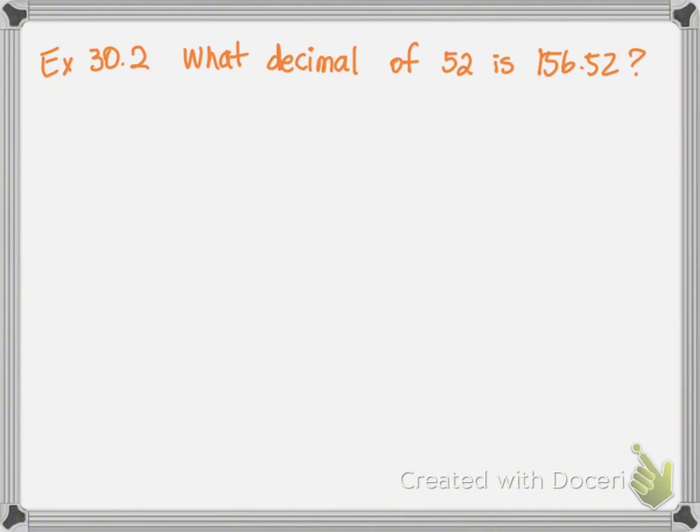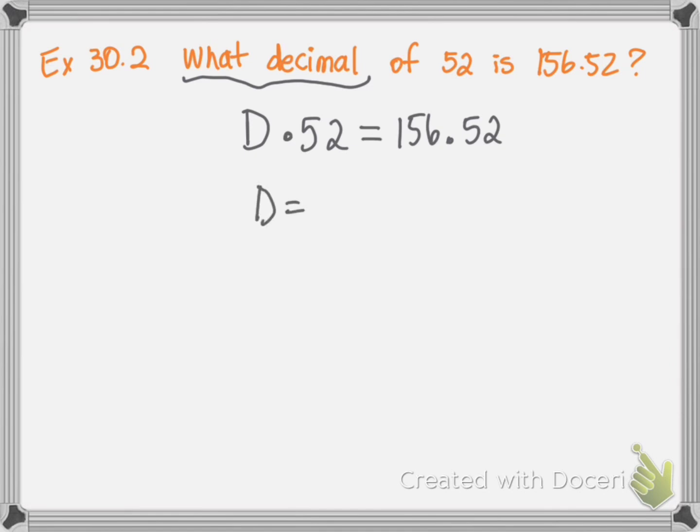Let's look at the next example. In here, we're going to do the same translation. So the question in this case is what decimal? And I'm going to use a D so that I remember that my answer has to be a decimal. So what decimal of multiplication 52 is equals 156 and 52 hundredths. Again, the 52 is multiplying, so to find the decimal, I have to pass it to divide.